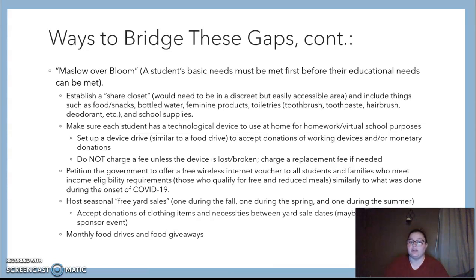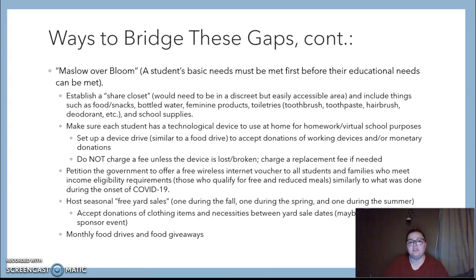Another way would be to make sure each student has a technological device in their hands that they are able to take home to use for homework and in case we were to go virtual again. A way that we could work toward this goal is to set up a device drive similar to a food drive and have people donate the old devices they have that still work. We could also take up monetary donations, but the key would be to not charge a fee for students to be able to use these devices.